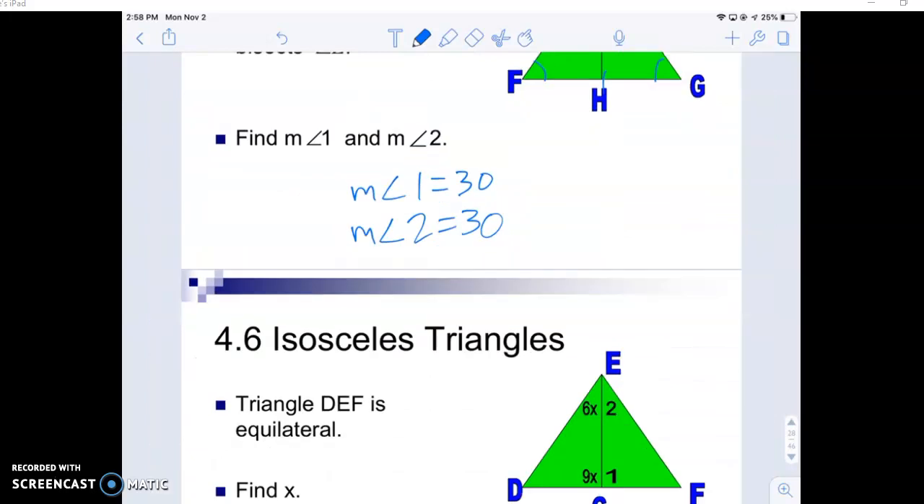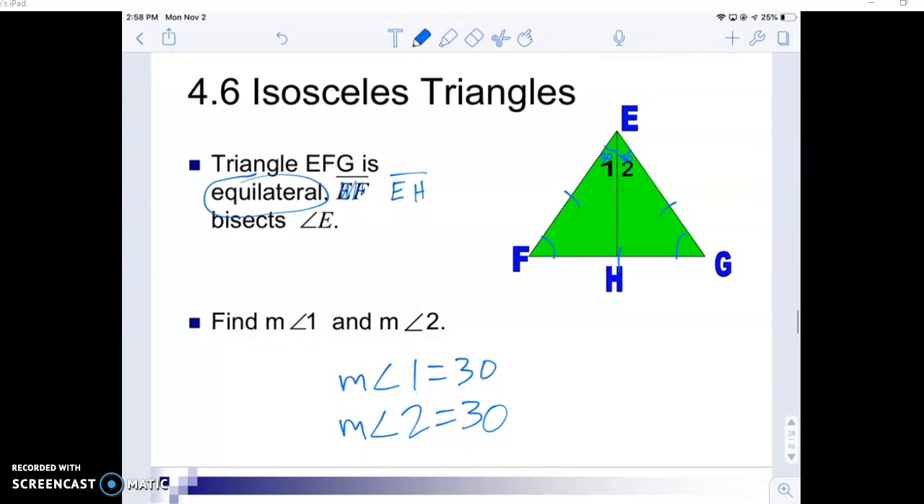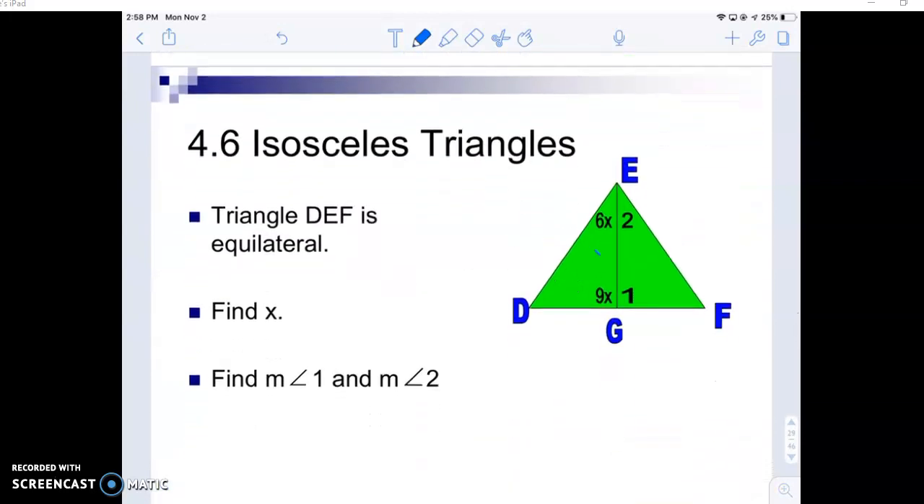Next, if I'm rushing through this, you can always pause the video and write this stuff down. Next, we have to find x and also the measure of angle 1 and angle 2. It gives us the same scenario, that these sides are equilateral. That means all three of these angles are going to be the same, all 60. We have to find what x is, and we also have to figure out what the measure of angle 1 and angle 2 are.